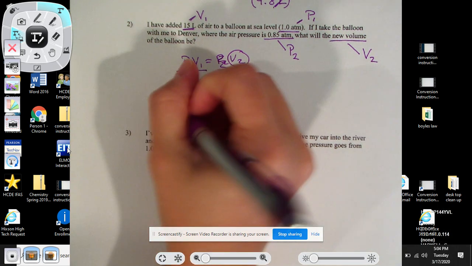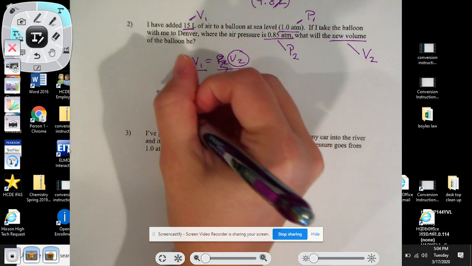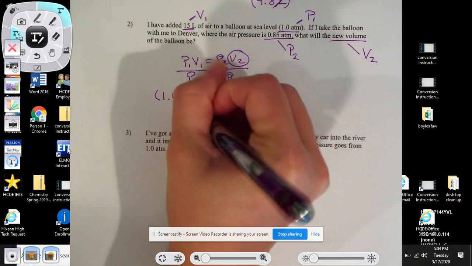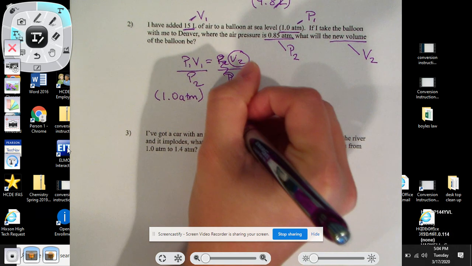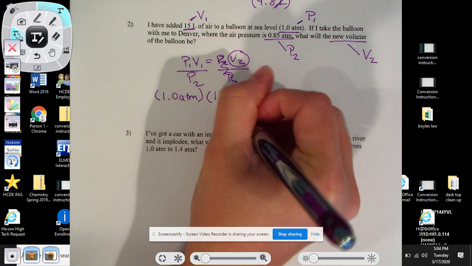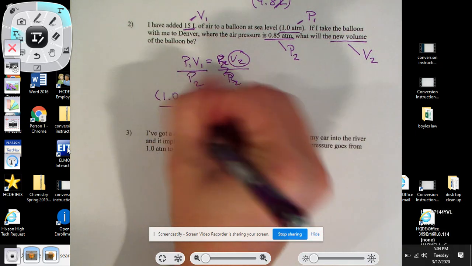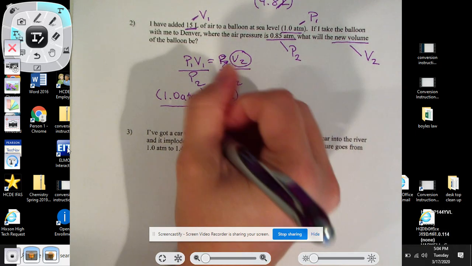In this problem, we're just going to plug things in. P1 was 1.0 atmospheres, V1 was 15 liters, divided by P2, which was 0.85.